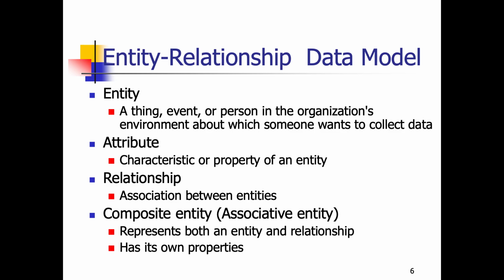And then we also have a composite entity or associative entity, which we will also explain better later, which represents both an entity and a relationship. That is mainly used for relationships that have M-to-N or many-to-many relationship, and I'm going to better explain these different types of relationship when we talk about cardinalities.